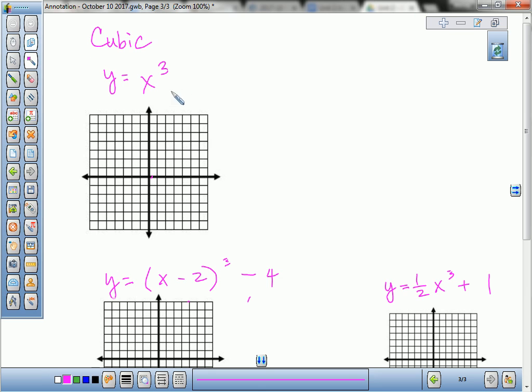When we look at this one, is there anything added to it? Is it shifted left, right, up, or down at all? No. So where do you think we'll start? At the origin. You are correct. Now, just like with the functions I've already studied, whenever I get a new one, I look right here. What is happening to the x? The x is being cubed. So how do you think I move from that point? I cube. What is positive 1 cubed?